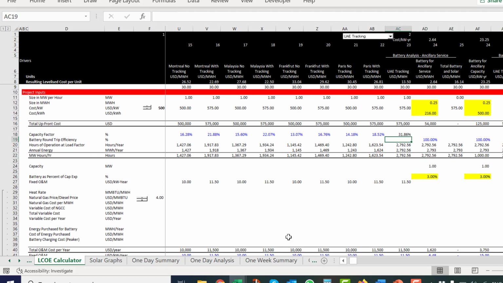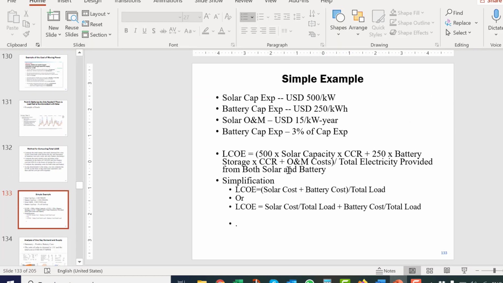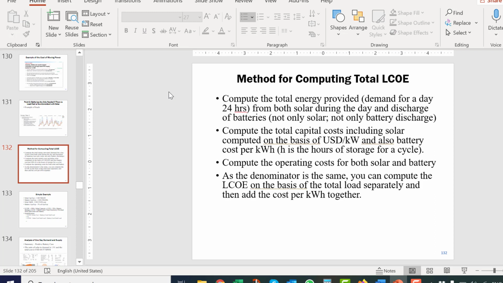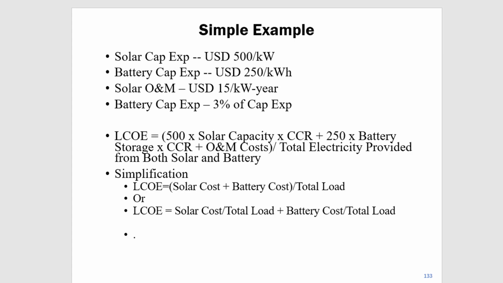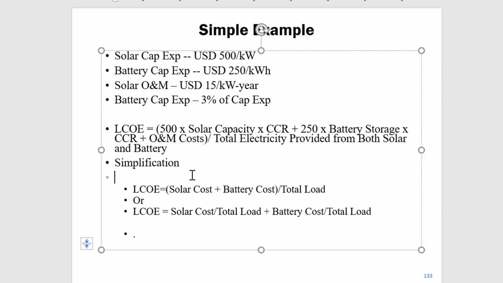Now, I realize I did something horrible. When we put everything together, we need to put in the denominator. So I'm going to have to fix things. I make mistakes, right? So you put the total cost in. The denominator is the demand. Let's say we have a battery cost, a solar cost, solar O&M, battery O&M. You add up all the solar cost, all the battery cost, and you divide it by the total. So this is how it would be if it was simplified a bit.